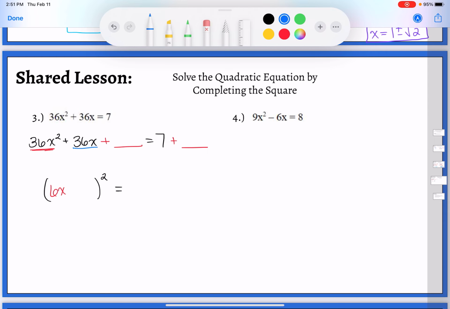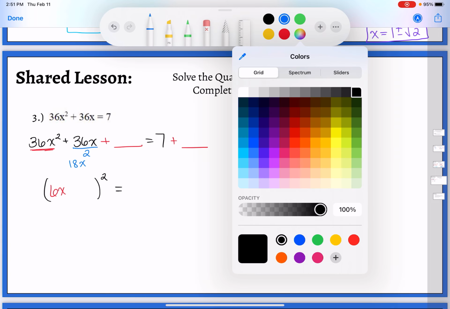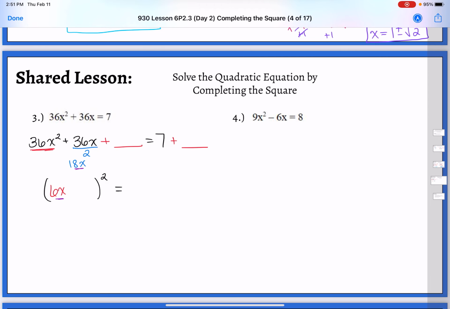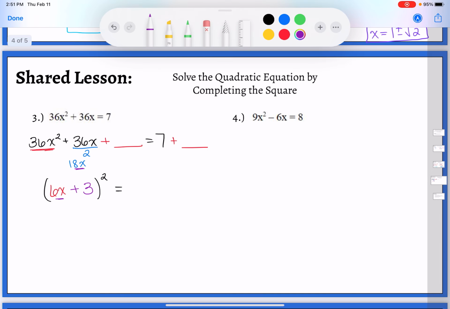All right, now I'm going to take this middle term and divide it by 2. 36x divided by 2 is 18x. Now remember what you're thinking here. You're thinking 6x times what gives me 18x? 6x times 3 gives me 18x. So be careful, it's not an 18 in there because the first term was 6x, not just x.